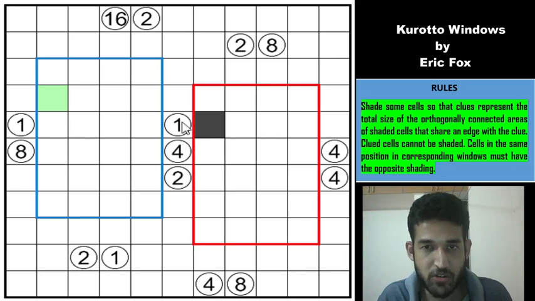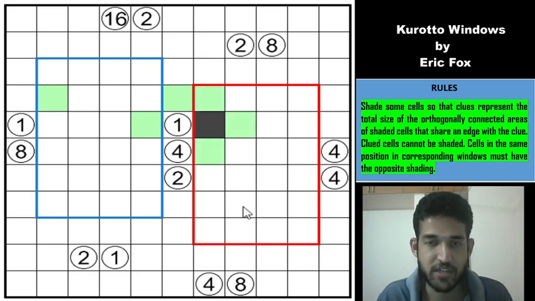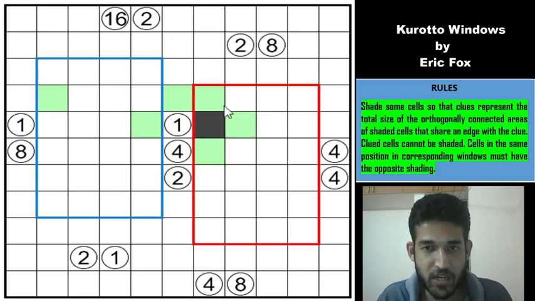And now this one clue is satisfied, which means that I can unshade all the surrounding cells, right? If these are shaded, then the one clue will not be true anymore, so these will be unshaded. And this cell is going to be exactly 1 in size. You can't have more shaded cells added to this. So this is unshaded, this is unshaded, and this is unshaded. And correspondingly, these 3 cells are unshaded in the red window. So in the blue window, these 3 cells would have to be shaded.